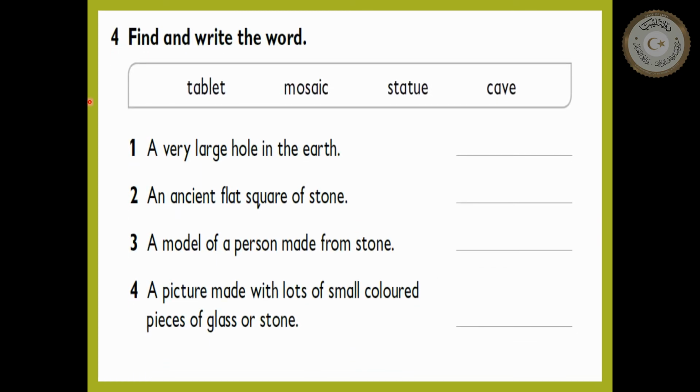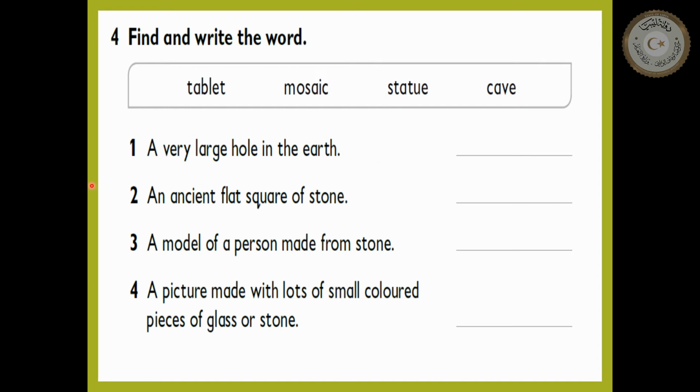Number 4. Find and write words. So we have here 4 words. What are they? Can you read them? Okay, I'm going to read. Tablet, mosaic, statue, cave.